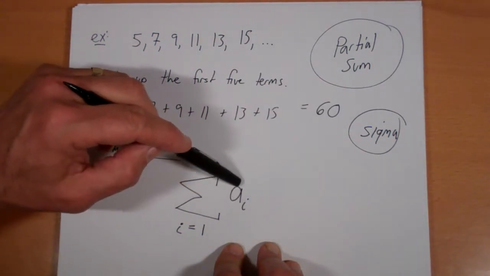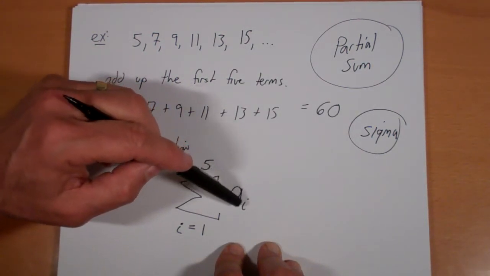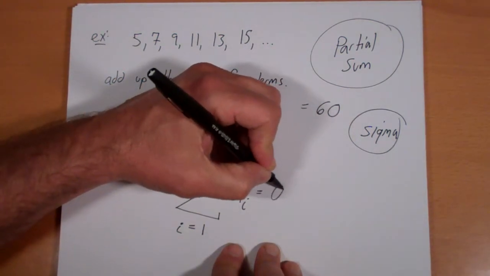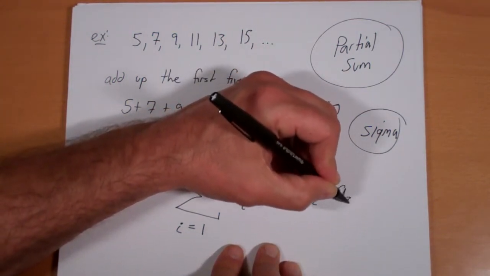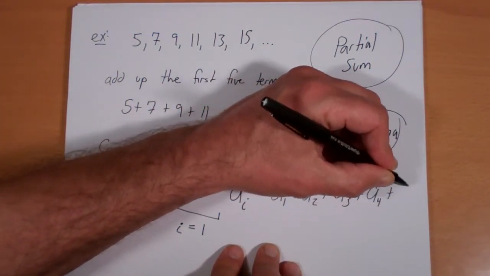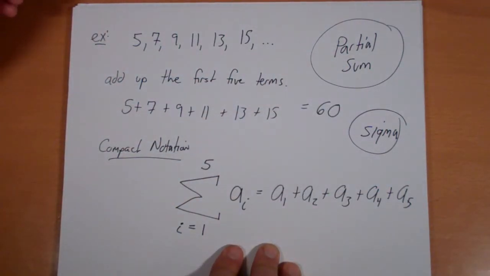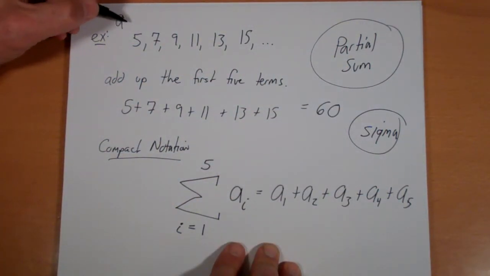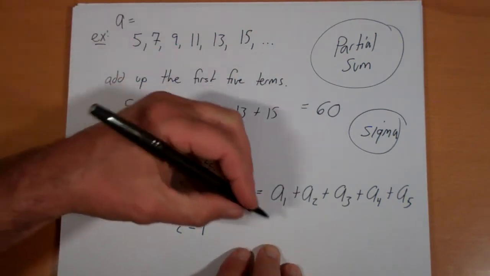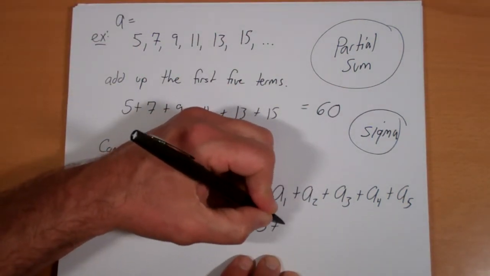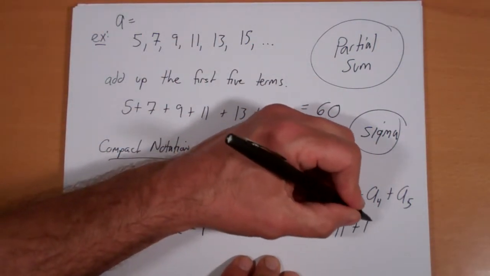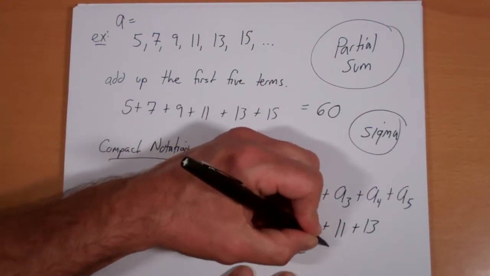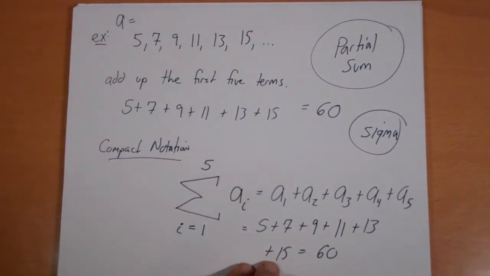And this will be some type of function. Here it's just a sub i. So the way we read that is we start off at 1: a1 plus a2 plus a3 plus a4 plus a5. And if this was originally defined as a, then we end up with just 5 plus 7 plus 9 plus 11 plus 13 plus 15, which is 60. And that's all there is to summation notation.